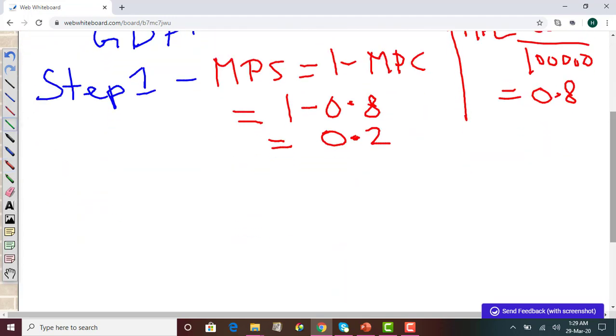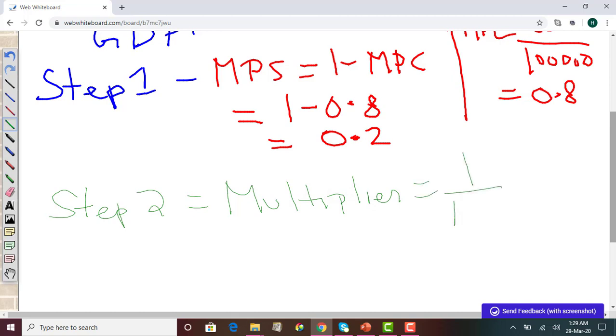which is step 2. Okay, so step 2 is to calculate the multiplier. Now if you remember, multiplier is given by 1 divided by MPS. So in this case, it's 1 divided by 0.2, which gives us 5. So the multiplier is 5.